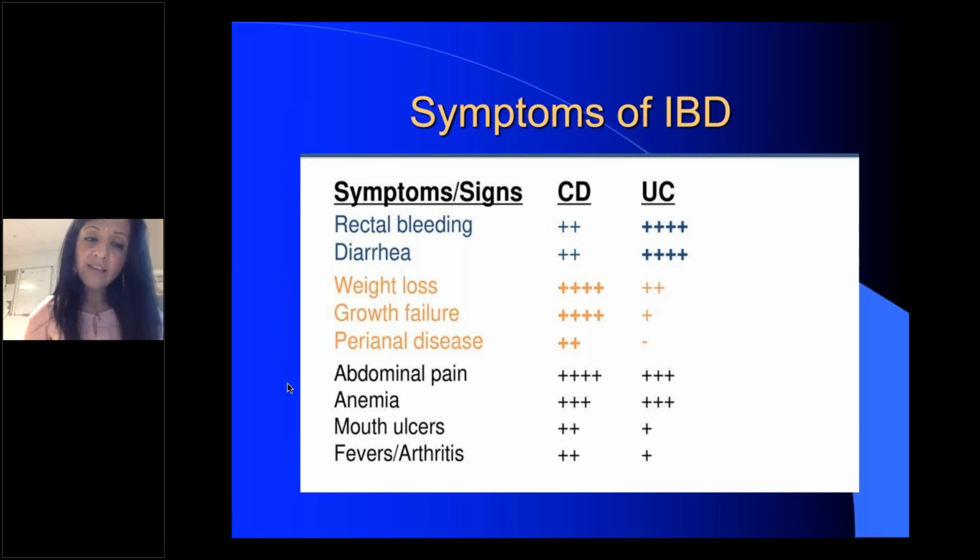The other common symptoms are obviously abdominal pain, which is present in both Crohn's disease and ulcerative colitis, and anemia. This can be a chronic anemia of a chronic inflammatory condition due to low iron stores. It can be a microcytic anemia. You can get oral aphthous ulcers in both of these conditions. And then you can have the extraintestinal features of an arthritis, fevers, and generalized symptoms of inflammation.